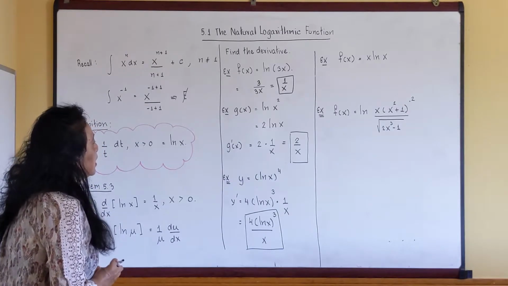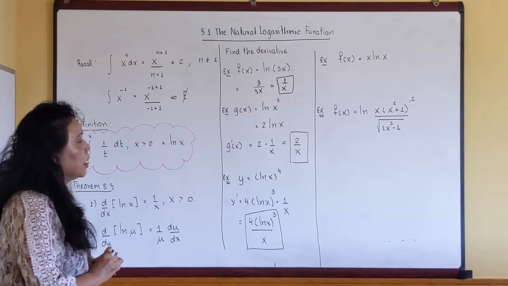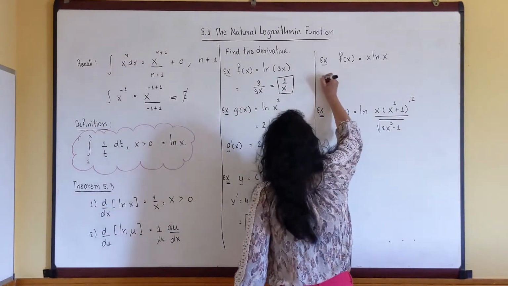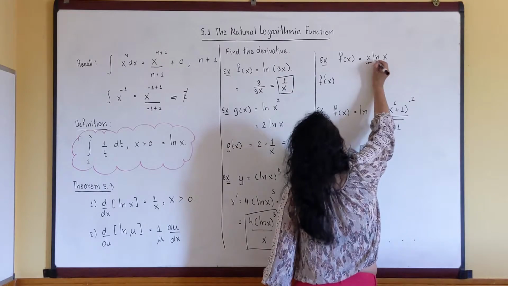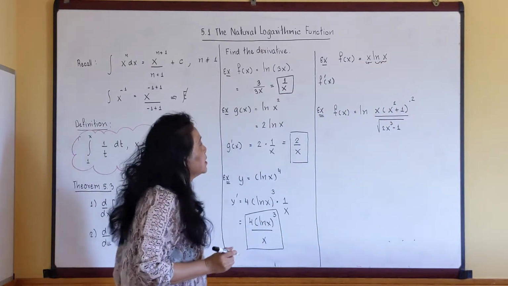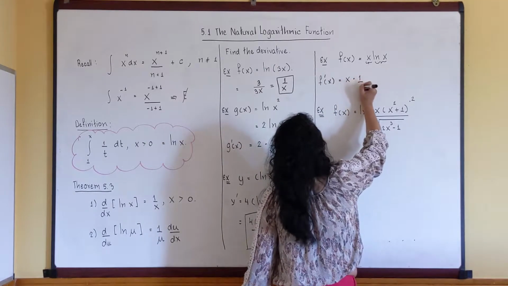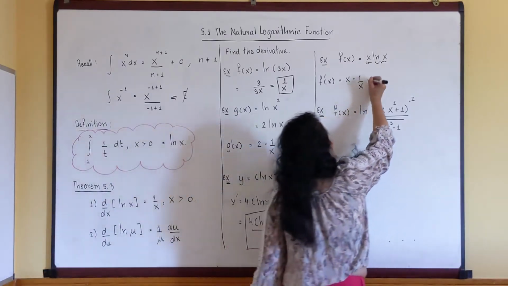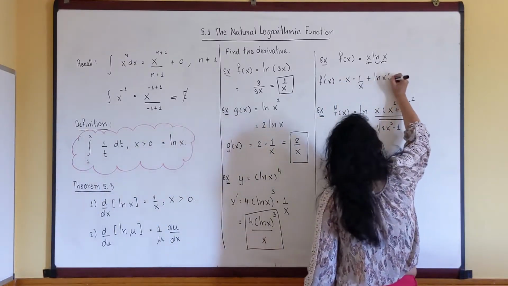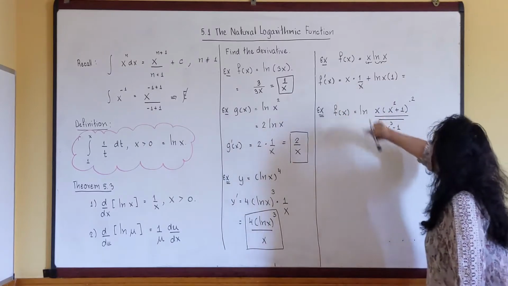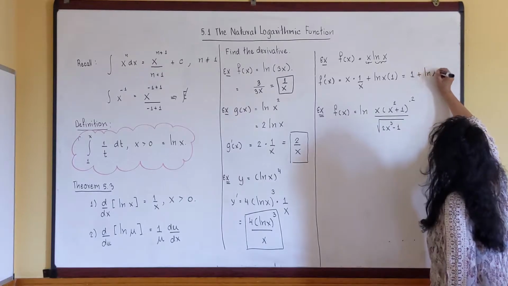The next one, I have f of x is equal to x times ln x. Now I have to use the product rule. So the derivative of this: this is my first, and this is my second. First times the derivative of the second, plus second times the derivative of the first. The derivative of the first is just 1. So if I simplify this, I cancel out the x. I end up with 1 plus ln x.